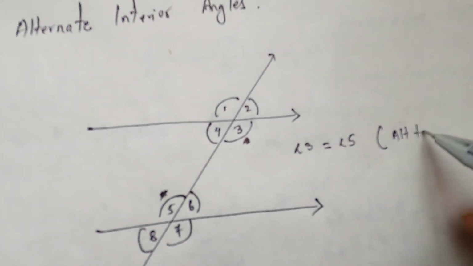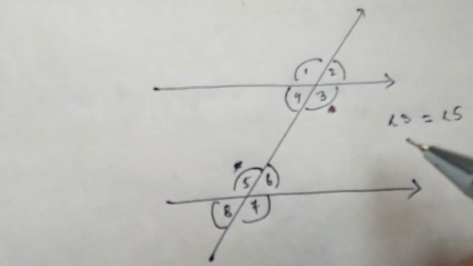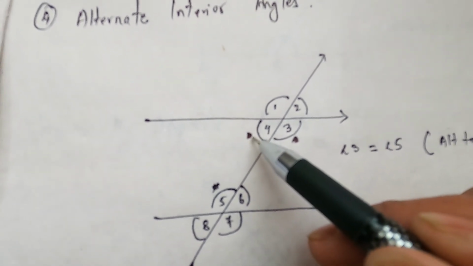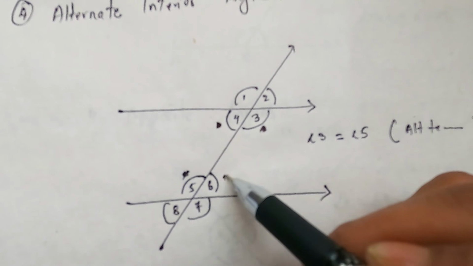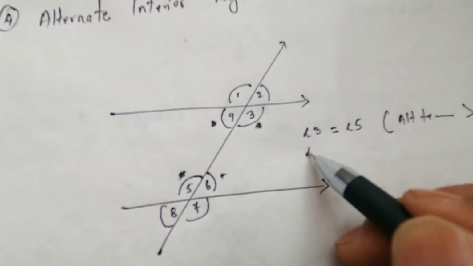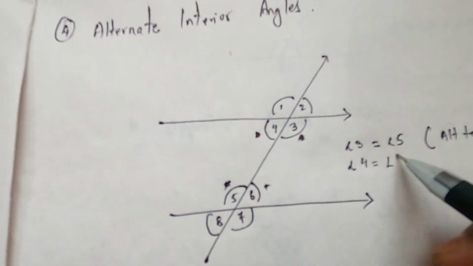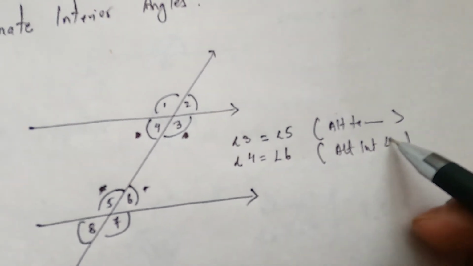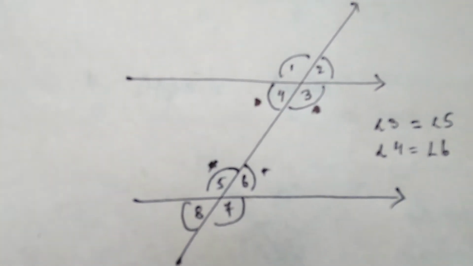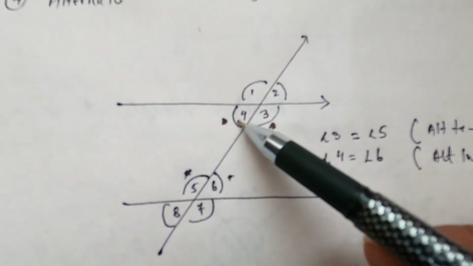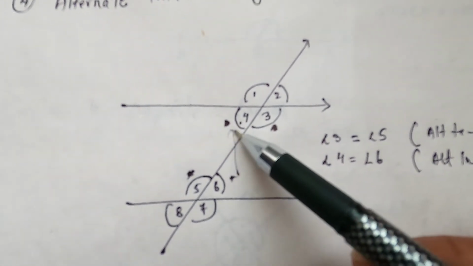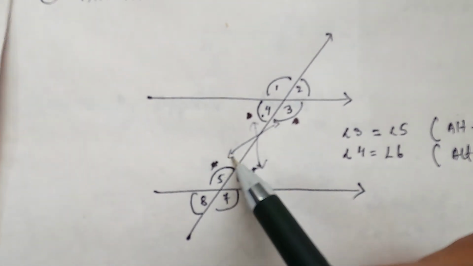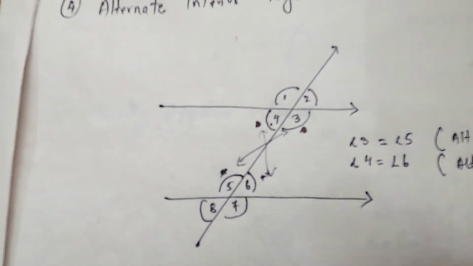This is alternate interior angles. And there is another one, angle 4 is alternate to 6. Alright, so in this case angle 4 is equal to angle 6. So these are the 2 alternate interior angles. Alright, so very simple to understand. Angle 4 and 6 form alternate interior angles, and angle 3 and angle 5 are alternate interior angles.